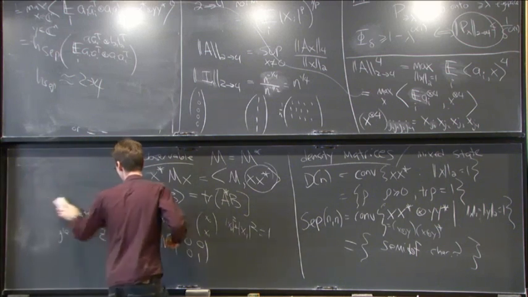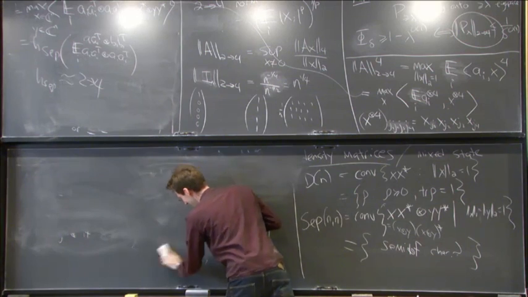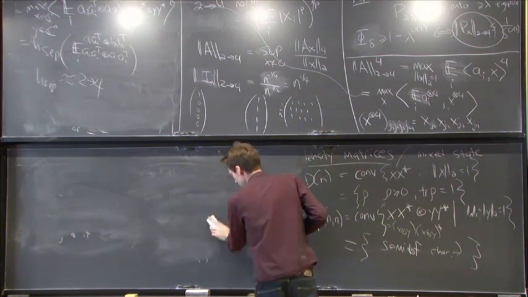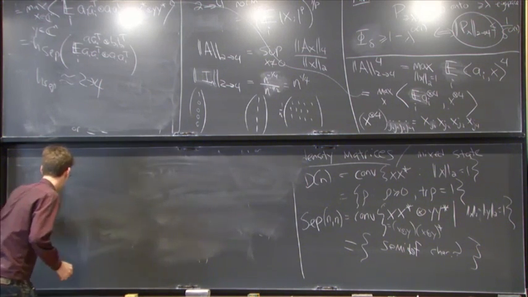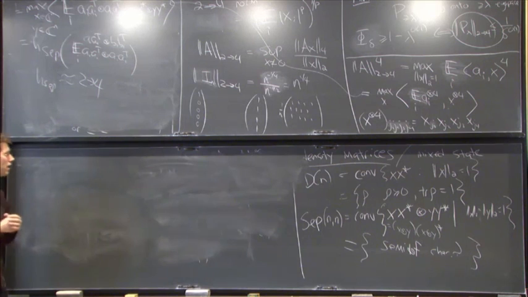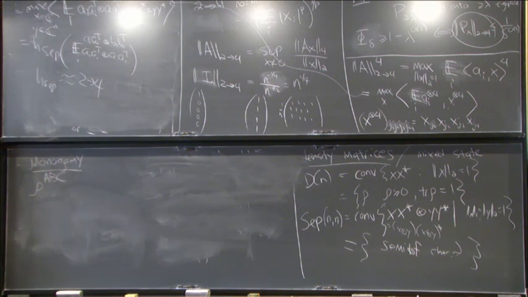So let me tell you about, okay, first I'll tell you about monogamy. Monogamy says, suppose I have a density matrix on 3 systems.